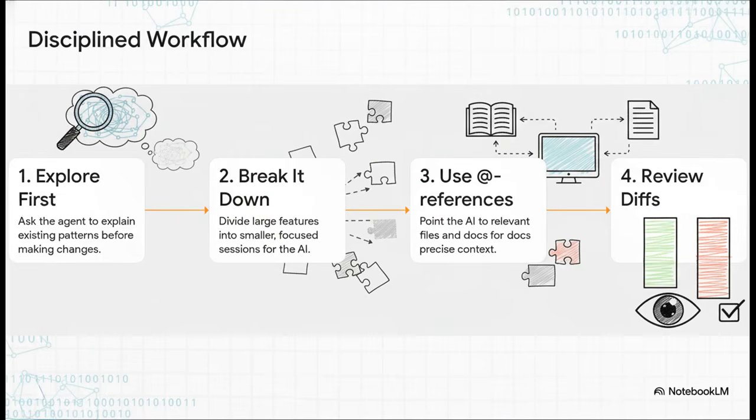But it's not just about a config file. It's about how you work with the tool. You have to be a guide, not just someone barking orders. First, have the AI explore the code before it changes anything, so it understands the existing patterns. Then, break down big features into smaller, manageable chunks. Use those @ symbols to point it to the exact files and documentation it needs. And maybe the most important rule of all, you have to review every single change it makes, every diff. Trust it, but always verify.